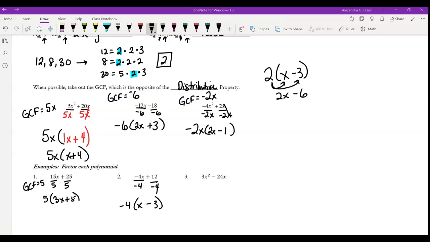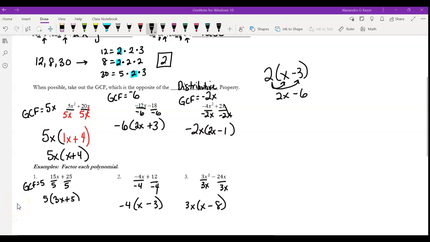Okay, for number 2. My GCF is negative 4, and you notice I didn't write GCF. You don't have to write that, but some people like to. But I'm going to stop doing that. And then I'm going to divide both of them by negative 4. And here's the last one. The GCF was 3x. And so 3x squared divided by 3x is just an x. And 24x divided by 3x is 8.